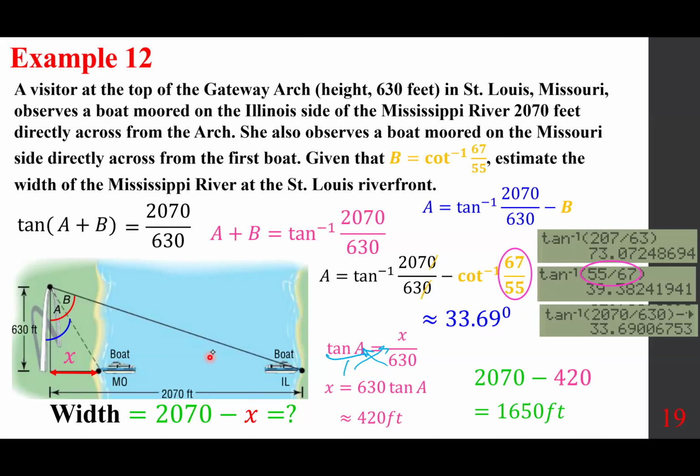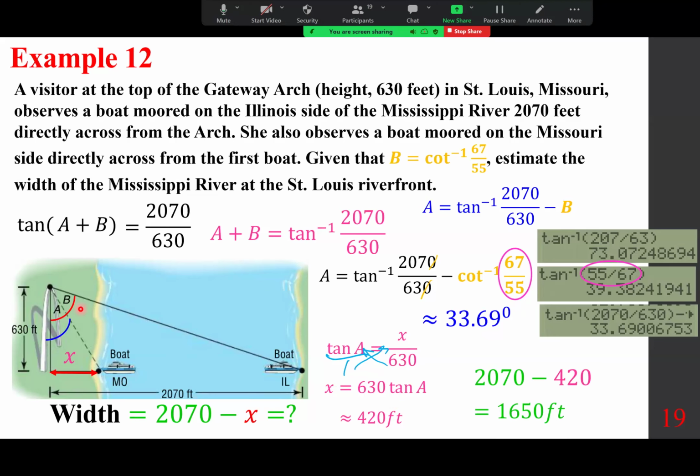A quick recap: angle B is given. We find the sum of A plus B using the fact that we have two sides. Again, angle B was given. Subtracted from the sum, you get A, and from A, you can get 2x.